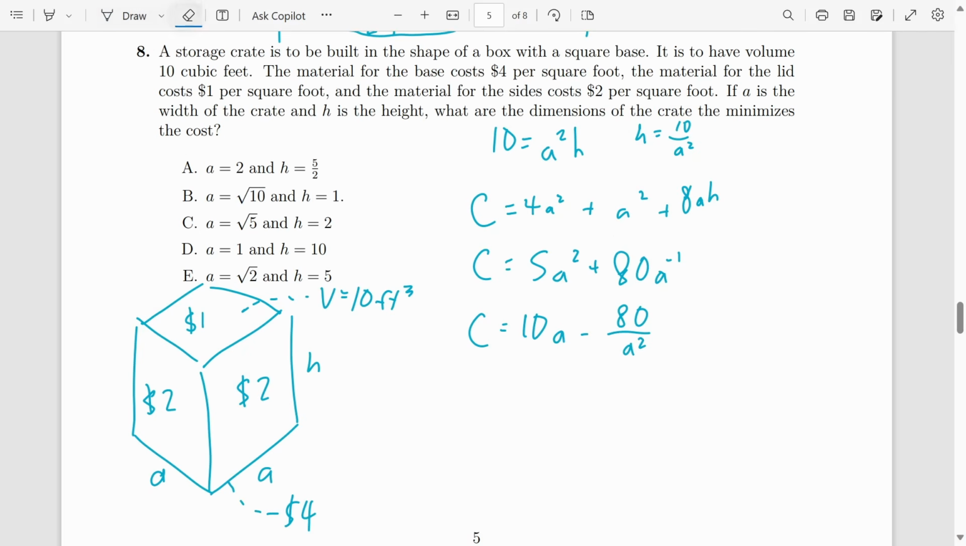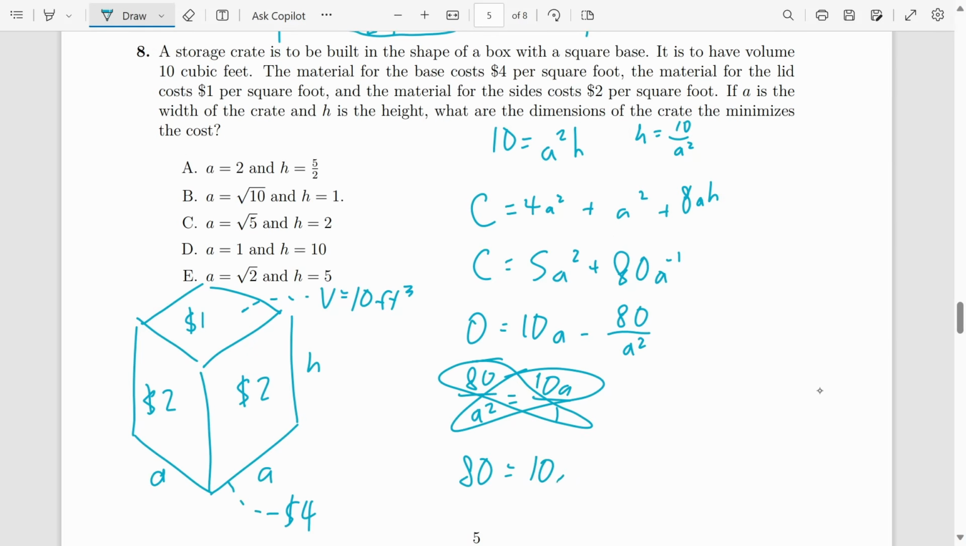Now, solving for a, if this all equals 0, we can add 80 over a squared to both sides. So 80 over a squared equals 10a. Then we can cross multiply. So if this is 10a over 1, we multiply across like that. The first one, 80 times 1 is just 80, and a squared times 10a is 10a cubed. So dividing both sides by 10, we get 8 equals a cubed. And then cube rooting both sides, we get a equals, not 8, a equals 2. So based off of that, we already have our answer.